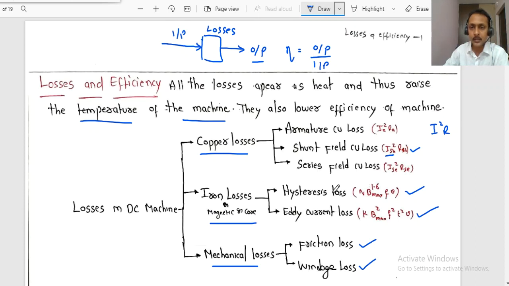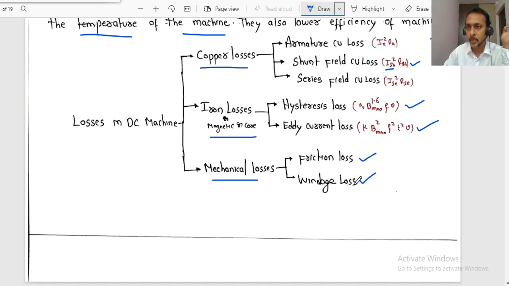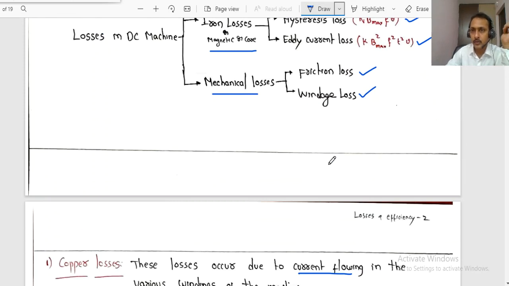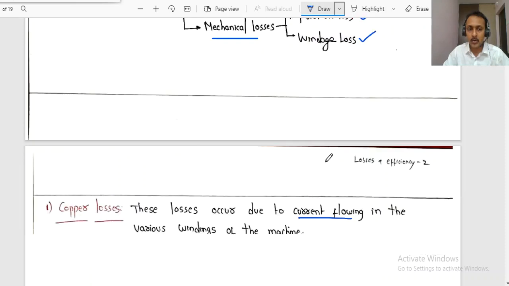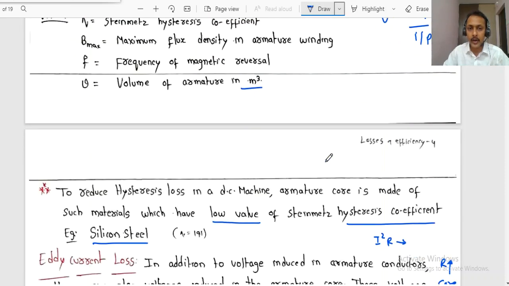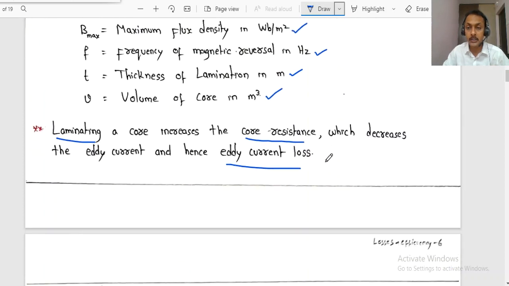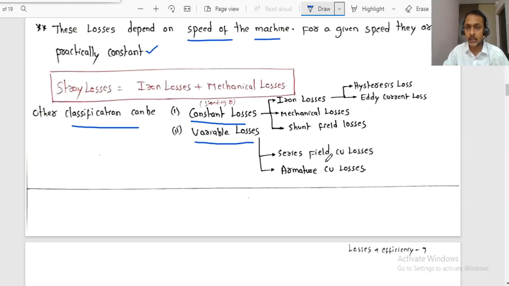In this entire setup, some losses will be constant irrespective of the load, whether you have applied half load, full load, or 1/4 load on the machine. If it is a generator, the amount of current generated by the machine will change. With a motor also, depending upon the load, the amount of current drawn by the machine will change, right? So based on all those factors, some losses will be changing, whereas some losses will be constant irrespective of the load on the machine.